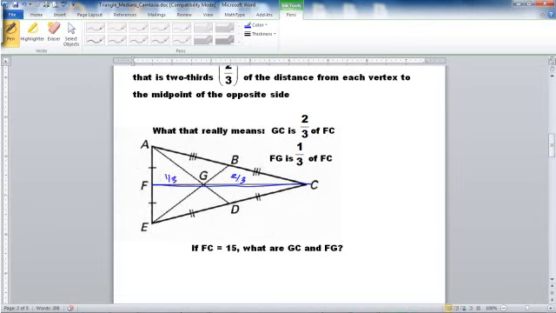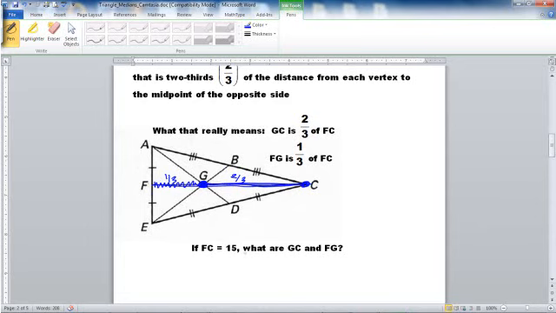Now notice, obviously GC is bigger than FG right here. GC, the bigger part of your median, is from the centroid to the vertex. So your bigger part is that, and your little part, your smaller part, is FG right there. That'll become important later on, because you're going to look for some lengths here.